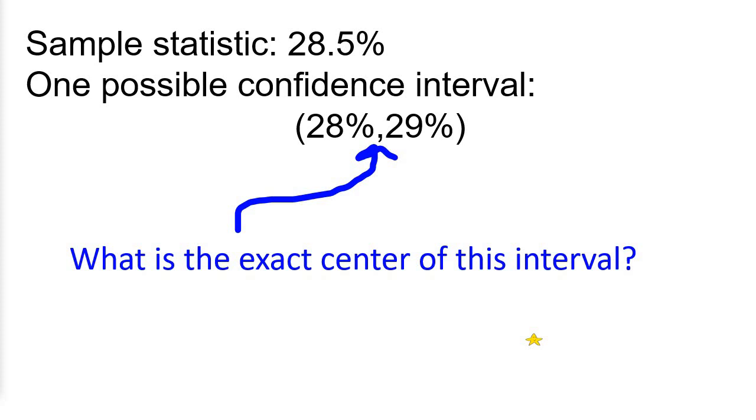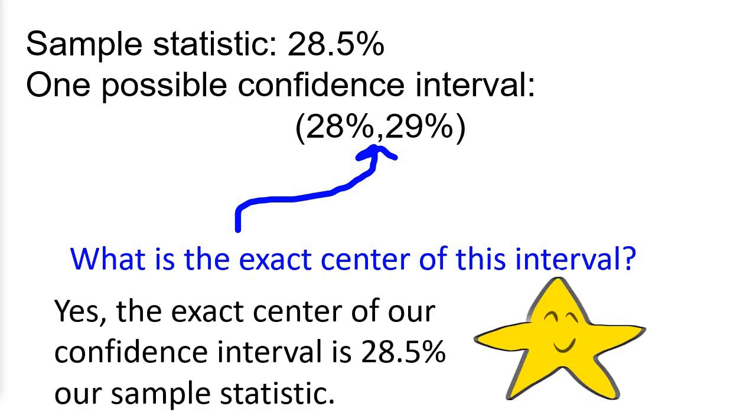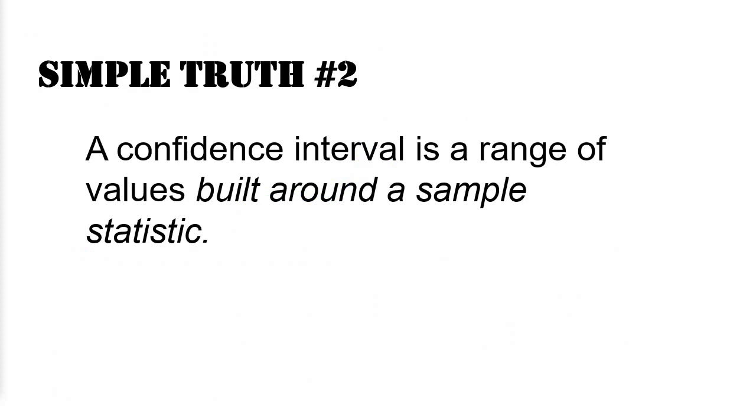Oh, what do we have here? Don't be shy. You're probably right. This isn't a trick question. You're right. The exact center of our confidence interval is 28.5%, which is exactly our sample statistic. So that's what I mean by a confidence interval is a range of values built around a sample statistic. The sample statistic is going to be in the middle.